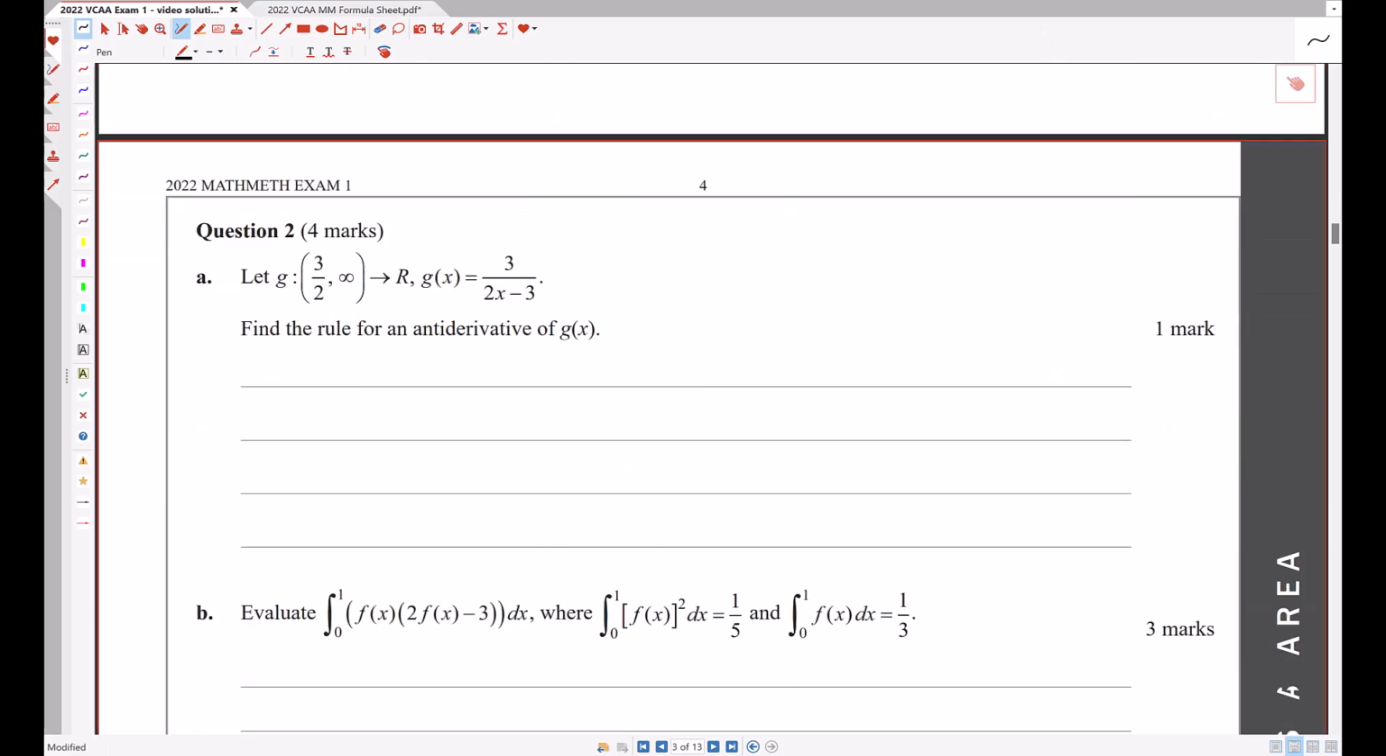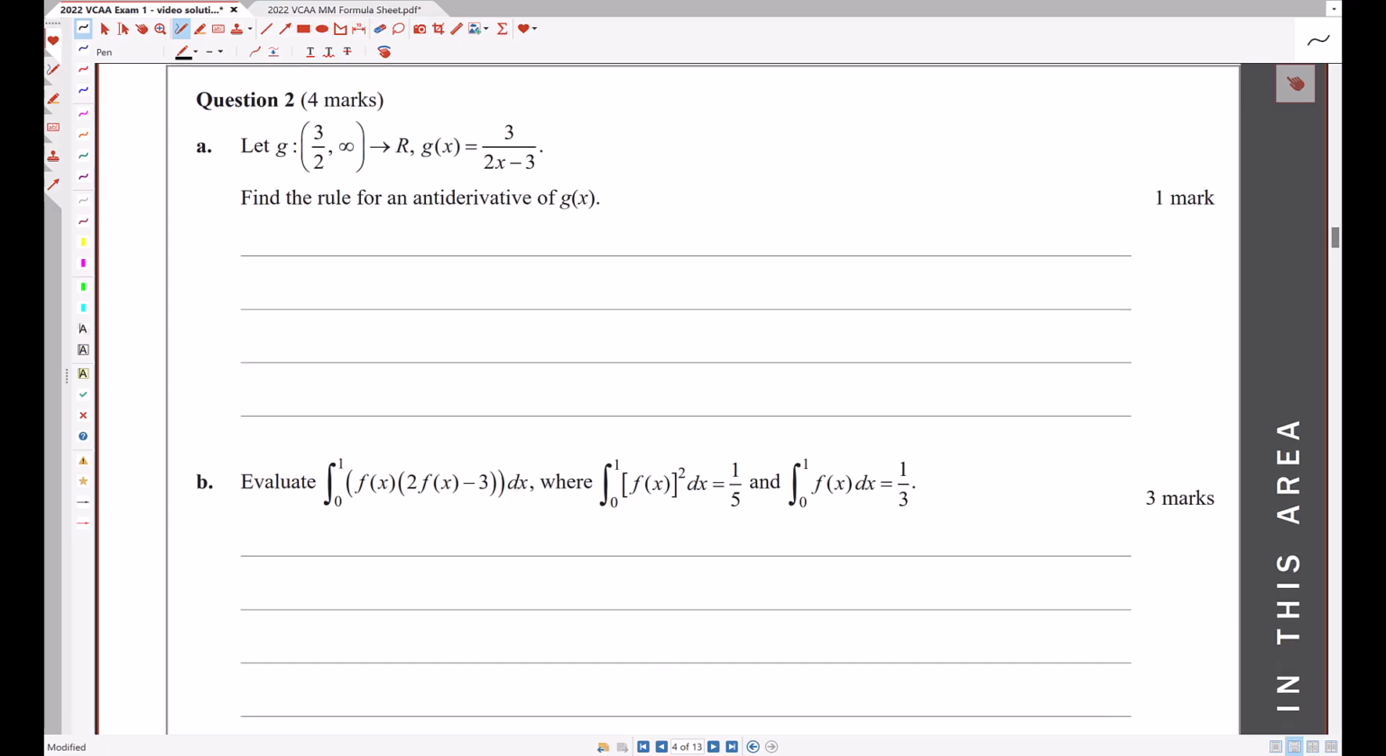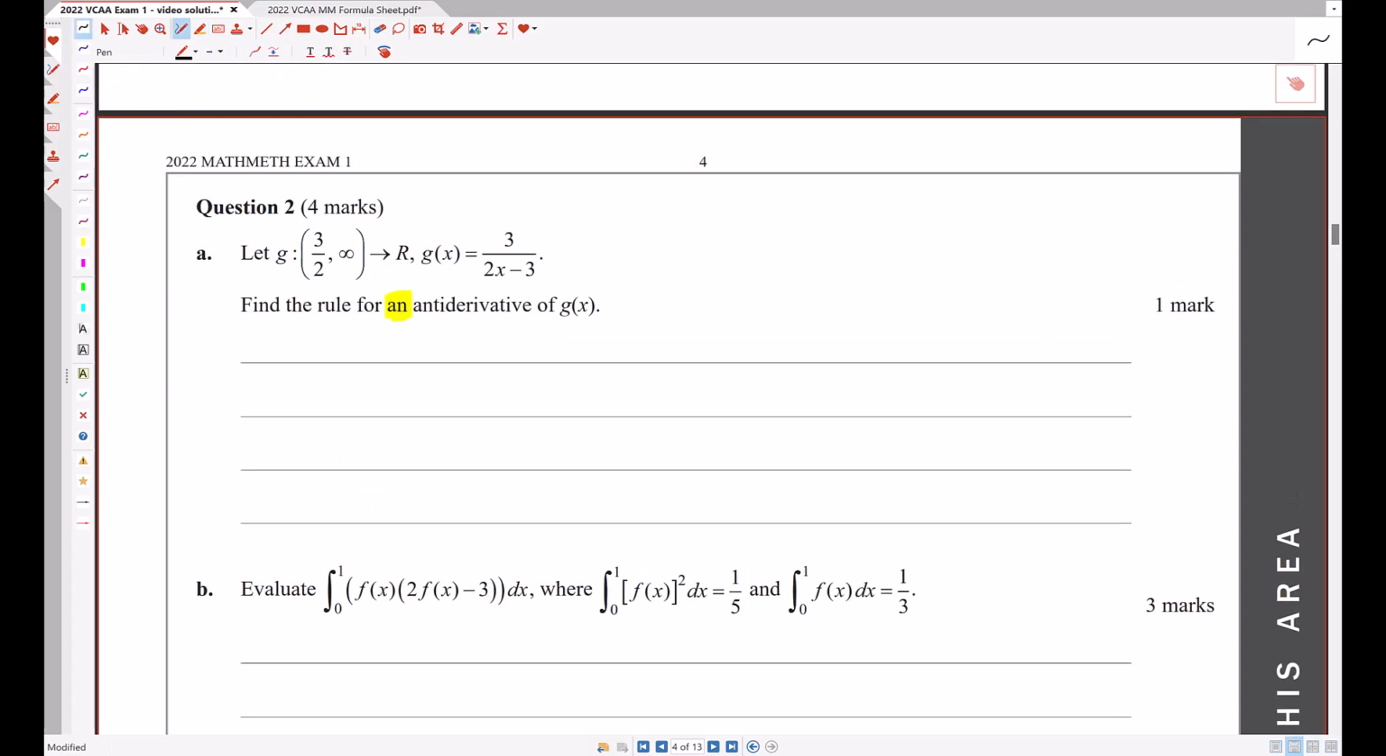Okay, question 2, usually an antiderivative or fairly straightforward integral question. So find the rule for an antiderivative of g of x. Okay, so this "an" is important. My apologies, my washing machine's going, I hope you can't hear that. It means that if you omit the plus c, there's no issue with that because c could be 0 and that would be an example of an antiderivative. So it's actually a nice bit of lenience there.